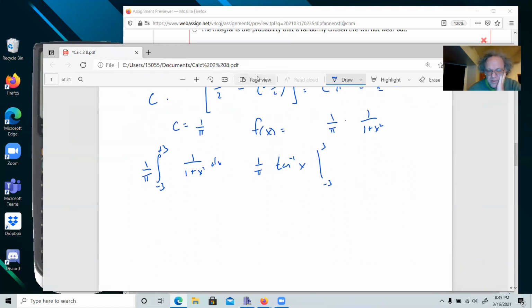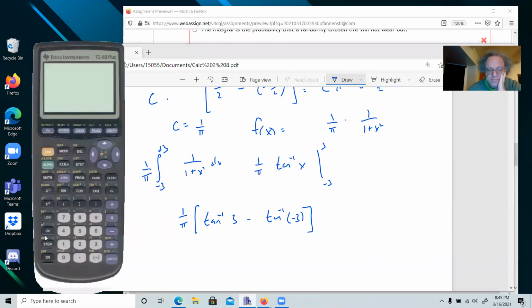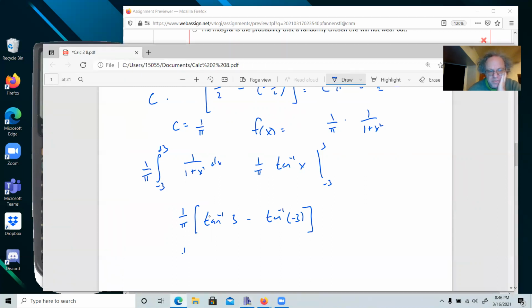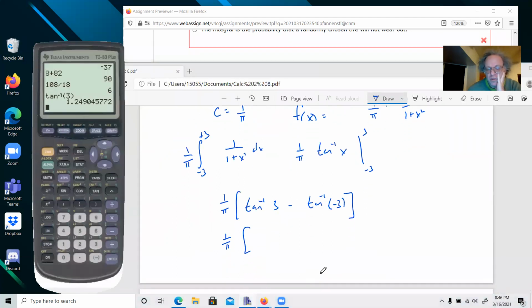Right? So here we have 1 over pi times the inverse tangent of 3 minus the inverse tangent of negative 3. All right. So let's see here. Second function, tangent of 3. We have 1 over pi. And what does it tell us to do? It says report to 3 decimal places, so that's what we'll do. Otherwise, this is the answer.